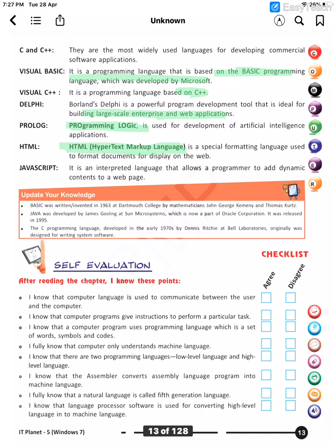So I know that a computer language is used to communicate between the user and the computer. Agree. A computer program gives instructions for a particular task. Agree. A computer program uses a computer programming language with a set of words, symbols and codes. Agree to that. I know that a computer only understands machine language. I do agree to that. I know that there are two programming languages, low level and high level. I do agree to that. I know that an assembler converts assembly level language into machine language. I do agree to that. I fully know that natural language is a 5th generation language. Agree. And I know that a language processor software is used for converting high level language into machine language. Agree.